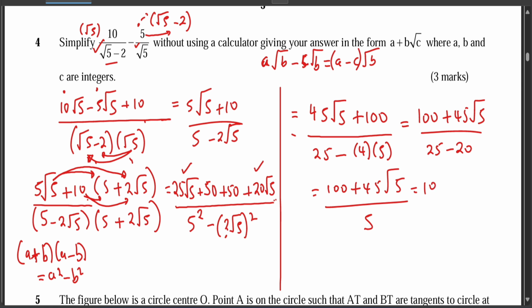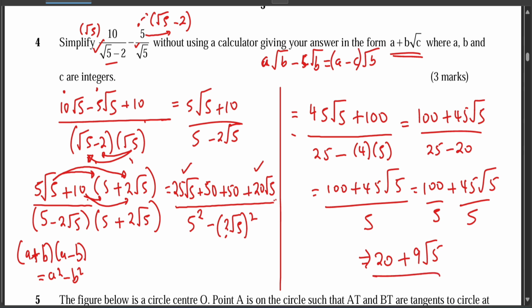Then each number you divide by 5: 100 divided by 5 and 45 root 5 divided by 5. So 100 divided by 5 is 20, and 45 divided by 5 is 9 root 5. And it should be in this form: a plus b root c. Your a is 20, your b is 9, and your c is 5. So this is your answer.